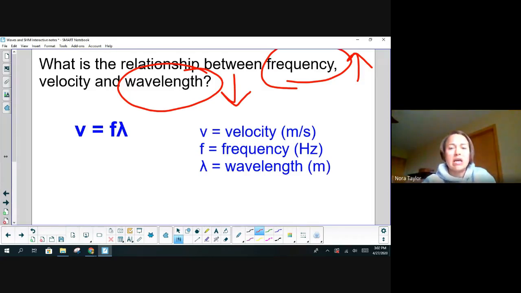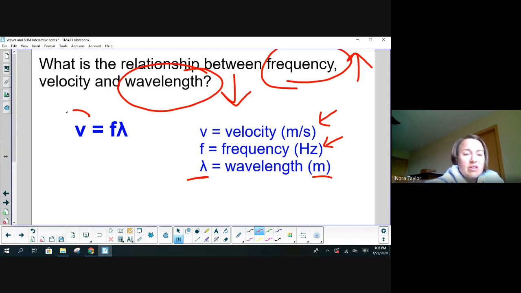And you're going to notice that the velocity is measured in the unit of meters per second. Our frequency is measured in the unit of hertz. That's cycles per second or waves per second. And then here's that fun little symbol again, that wavelength, lambda, that's in the unit of meters.